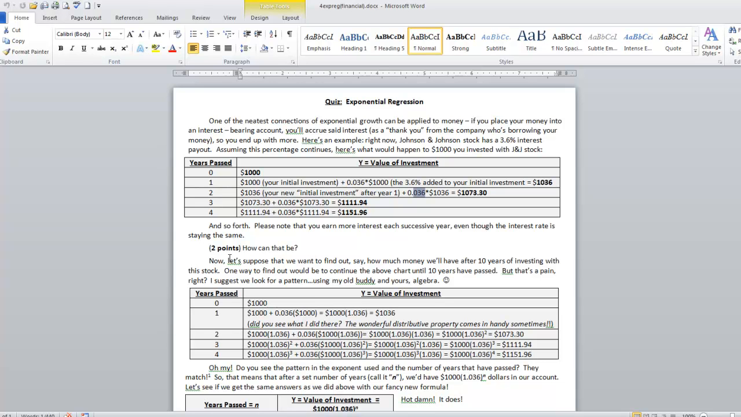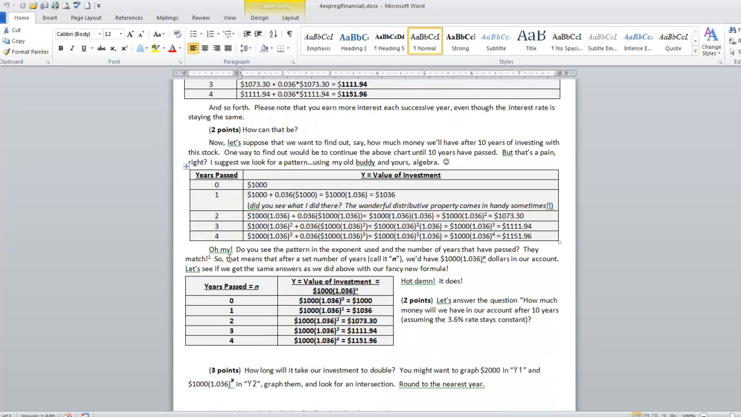Hopefully that wasn't too bad. And then hopefully you work through this little bit here. And then there's a pattern, which we discovered here, which is totally rad. And how much would you have in your account after 10 years? So hopefully by now you're realizing that the number of years is the variable. That's what makes it exponential.